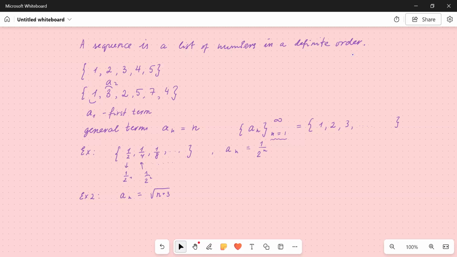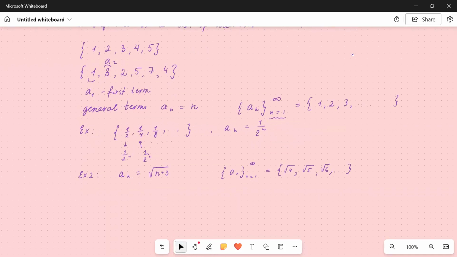So, if we start this sequence from n equals 1 to infinity, the terms are going to look like this. Square root of what? We plug in 1 over here. It's going to be square root of 4, and then square root of 5, and then square root of 6, and so on, right?